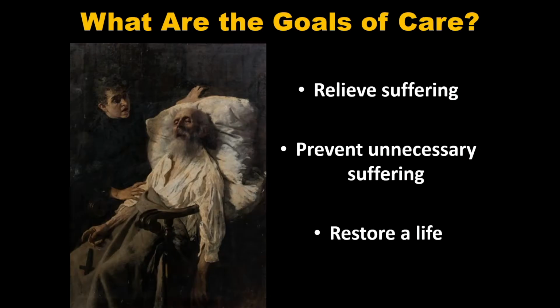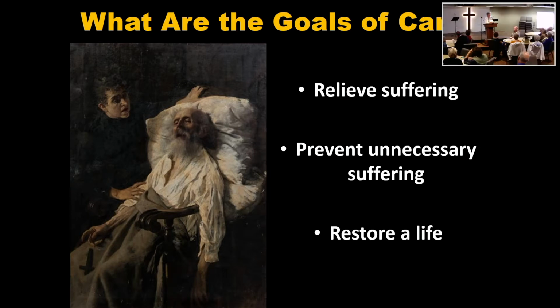So if you bullet point this, the goals of care are 1, to relieve suffering, 2, to prevent unnecessary suffering, and 3, to restore life. Now, some of you probably said, what about save a life? Don't you always want to save a life? Well, the answer is, it depends. Now, all of you are feeling healthy and well right now, so we're not talking about you. So what do people want?